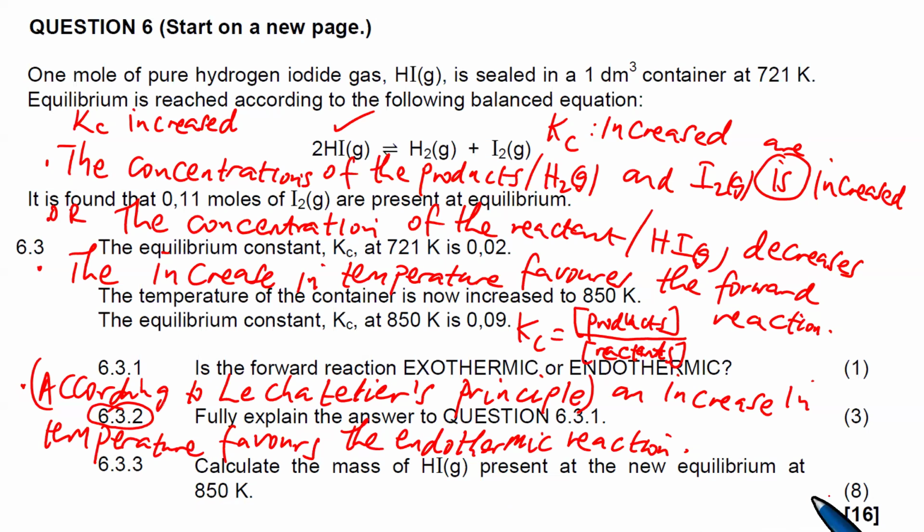Now for 8 marks, let's calculate our Kc here. Calculate the mass of hydrogen iodide present at the new equilibrium at 850 Kelvin. So now we have 2 Kc values, 0.02 at 721 Kelvin and 0.09 at 850 Kelvin. Okay, let's continue.